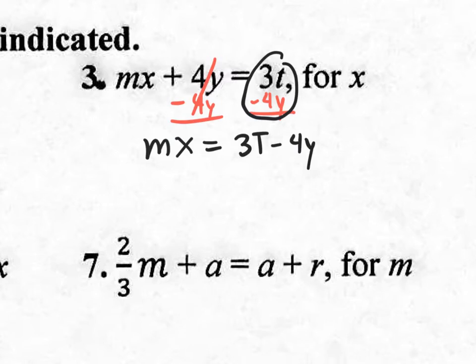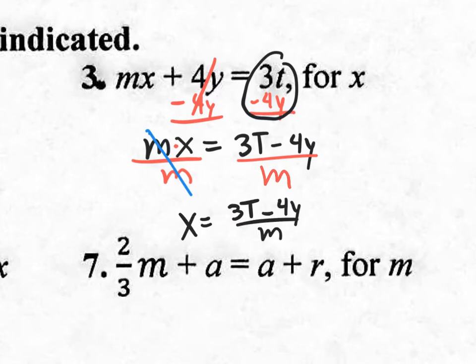I need to get rid of the multiplication. I'll even put the dot there. I need to get rid of the multiplication of m. How do I do that? By dividing by m, the opposite, right? The opposite of multiplying is dividing. That will cancel out the m's. Now what I do to one side, I do to the other. So I'm just going to put the whole thing over m. And that's my answer. X equals 3t minus 4y over m.